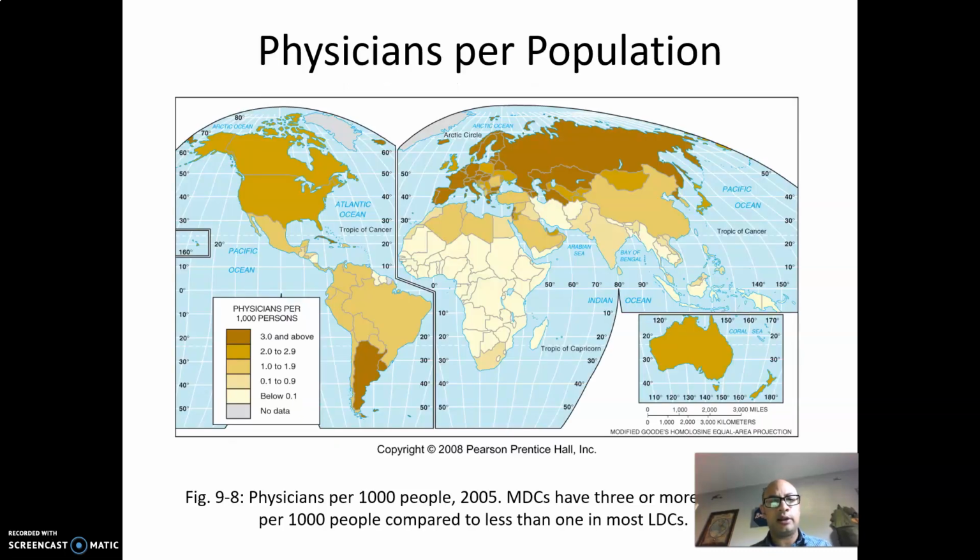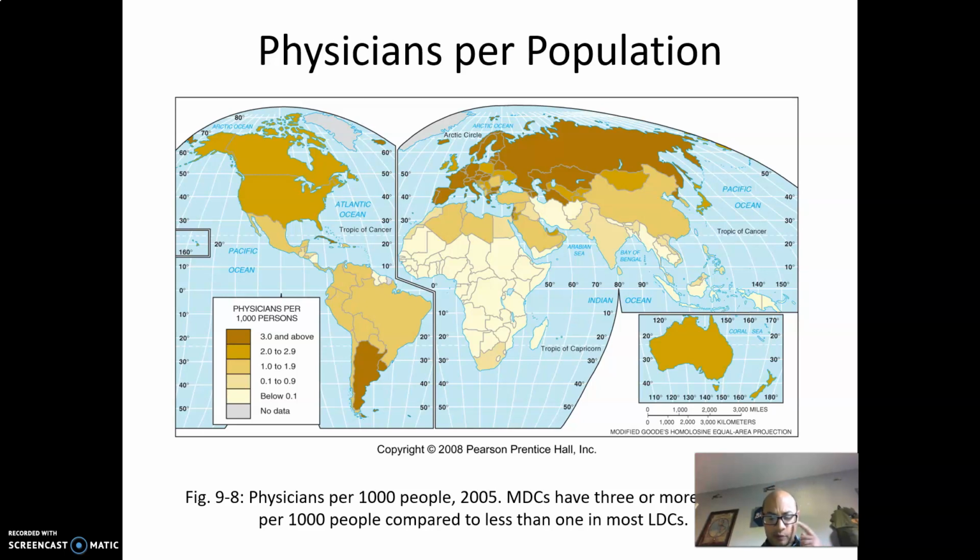Access to health care, right? Like physicians per population. In areas where there are more physicians per population, better access to health care is generally an indicator of a higher level of development. When you have fewer physicians per population, as you see in parts of Southeast Asia, parts of the Middle East, and much of Central, Southern and Western Africa, that's an indicator of less development as well.